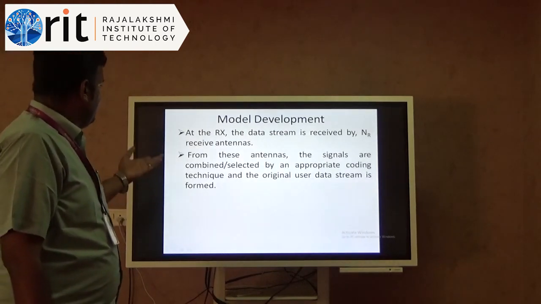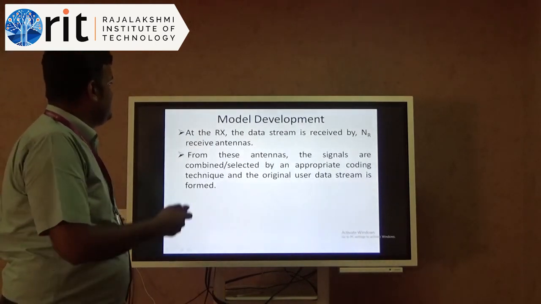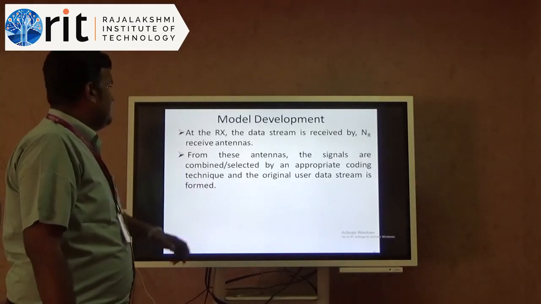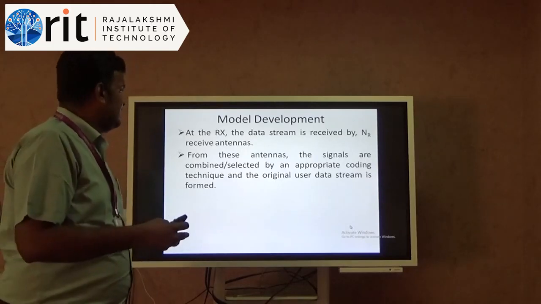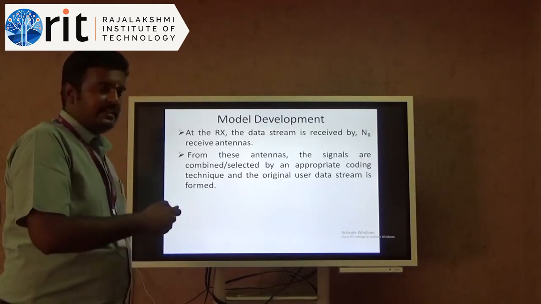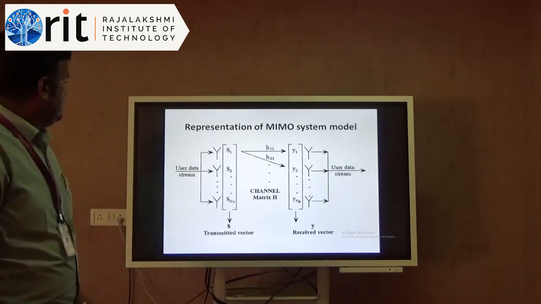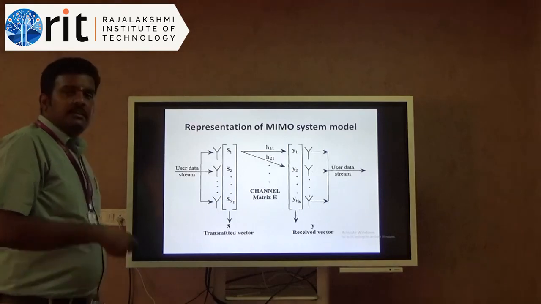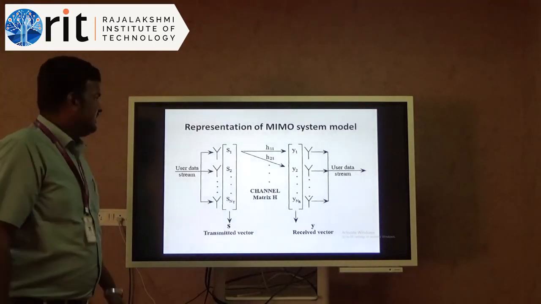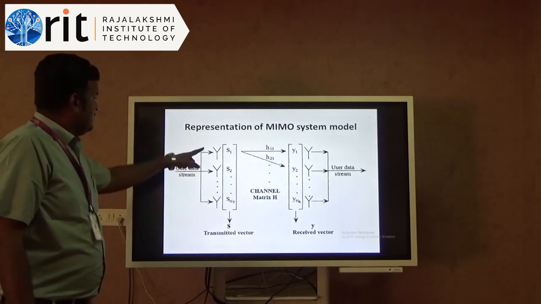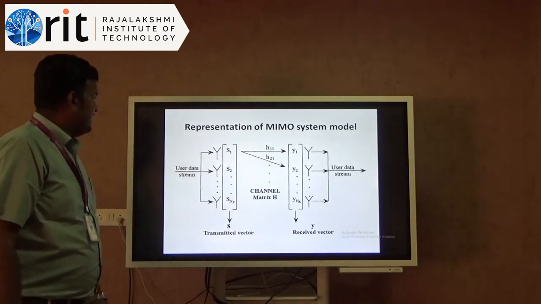At the receiver, the data stream is received by NR receive antennas. From these antennas, the signals are combined or selected by an appropriate coding technique, and the original user data stream is reconstructed. Here, as discussed earlier, we are going to establish a diversity technique, so the user data stream is made available at different transmitting antennas.